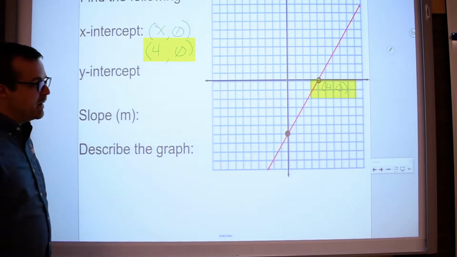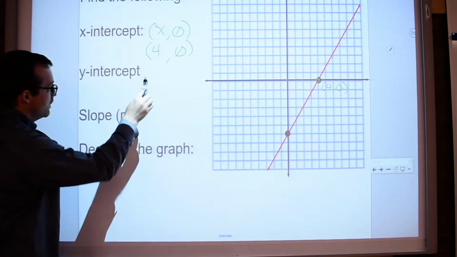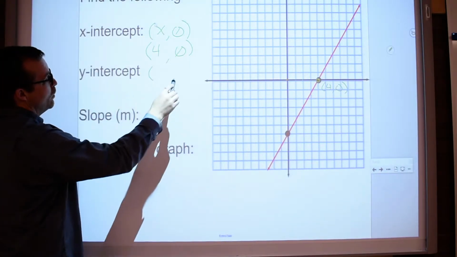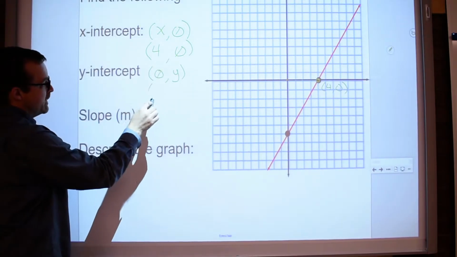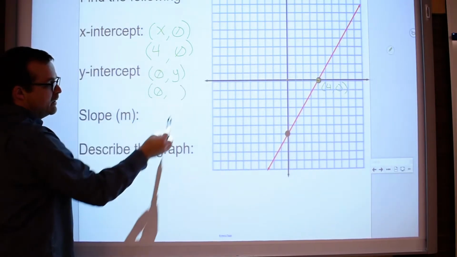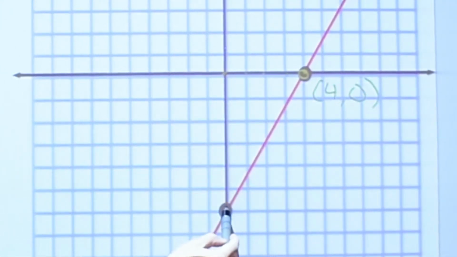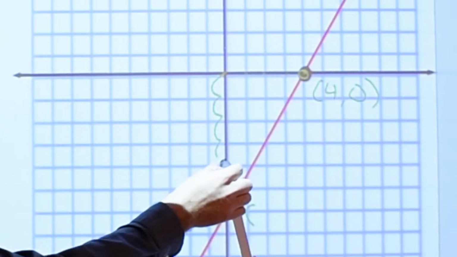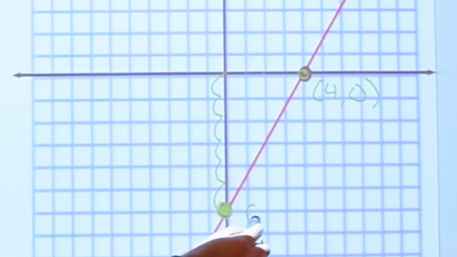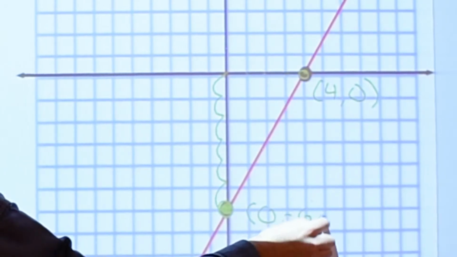Our y-intercept is, again, the y-intercept is where the y has a value and x is 0. So we're going to be at the point (0, something). Let's go take a look. The y-intercept is where it crosses the y-axis. That's right here, and that is at the point 1, 2, 3, 4, 5, negative 6, right? So that's going to be at (0, -6).